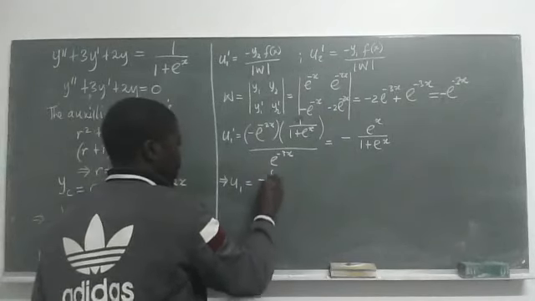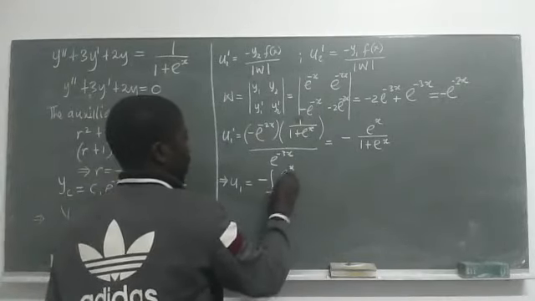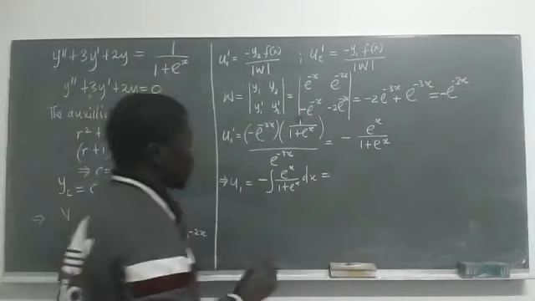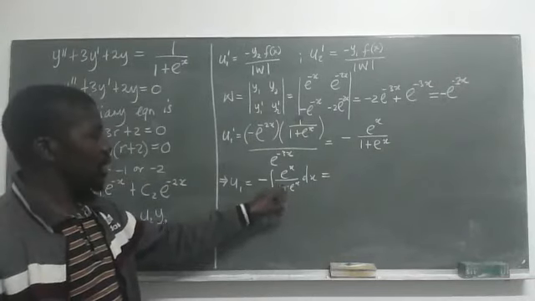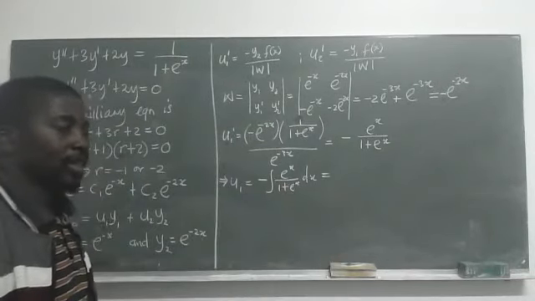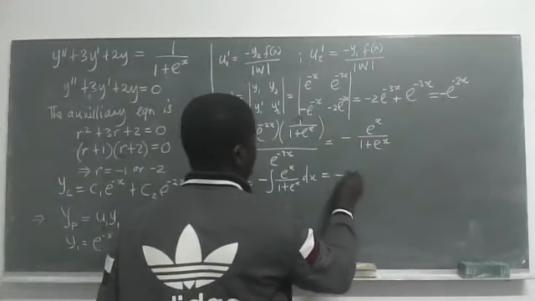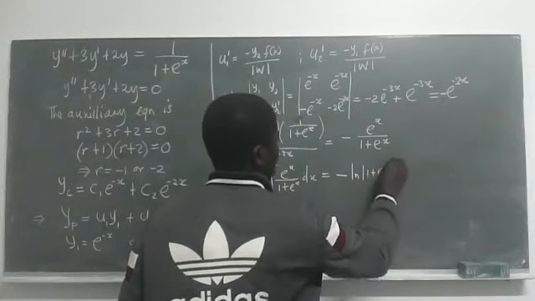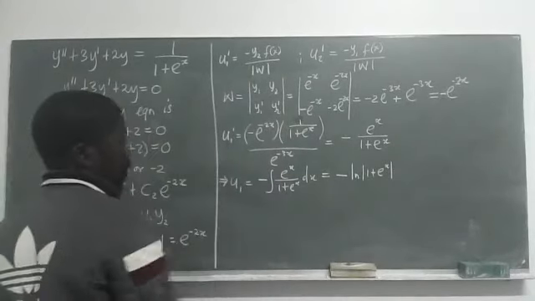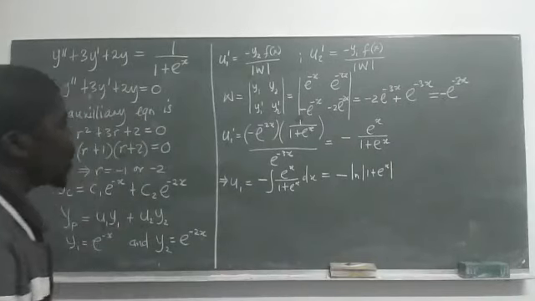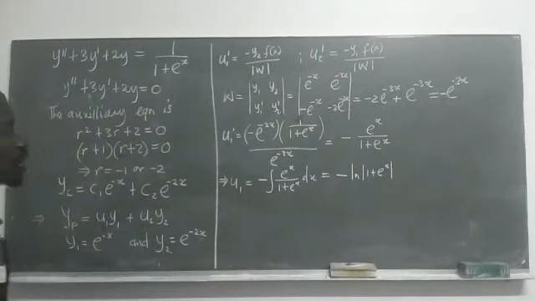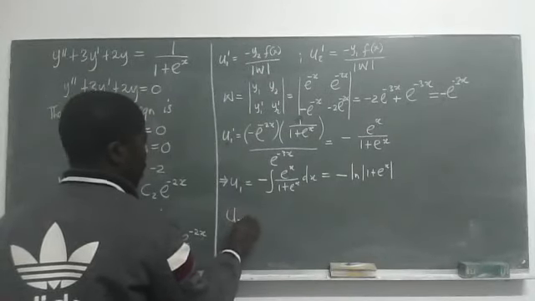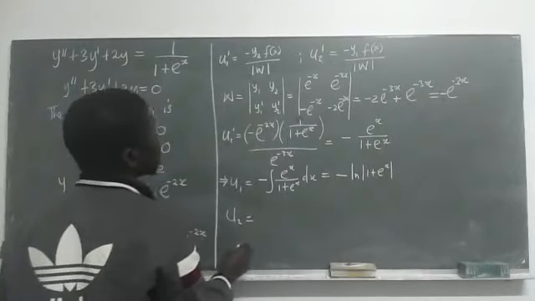So this is the negative integral of e to the x over 1 plus e to the x dx. As you can see, if I differentiate the denominator, I get the numerator. So we apply that rule of integration, which says this will transform to negative ln of modulus 1 plus e to the x. I found u1. In the same manner, I should work out what u2 is.